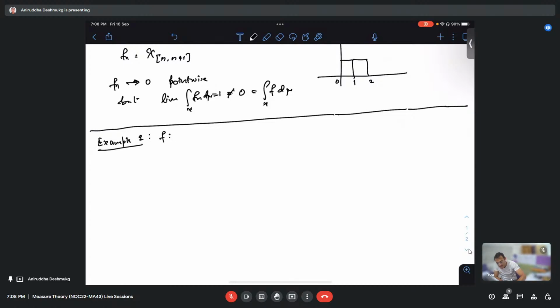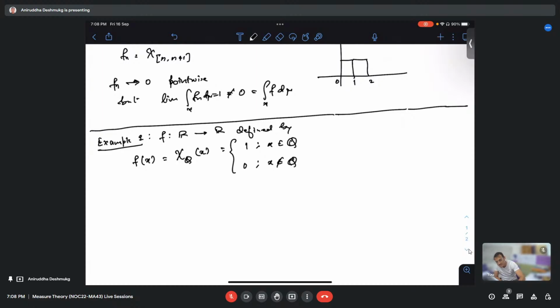Let us look at this function from R to R, defined by f at any x. It is the characteristic function of the rational numbers at that point x. That means it is 1 if x is a rational, it is 0 when x is not a rational. Now the question is whether this is measurable, and if it is measurable, what is its integral?